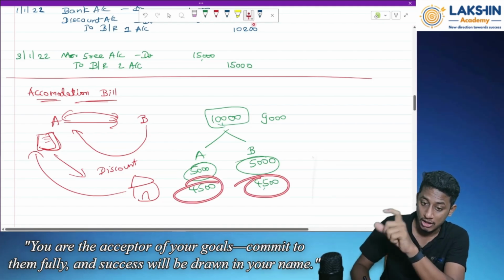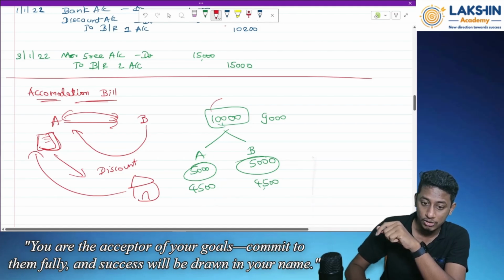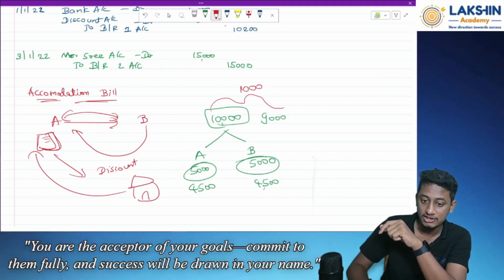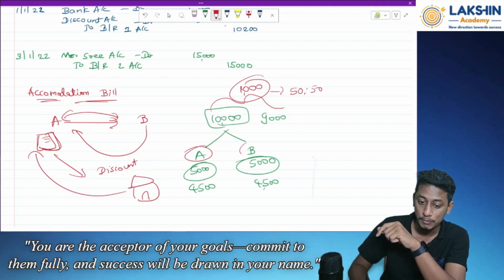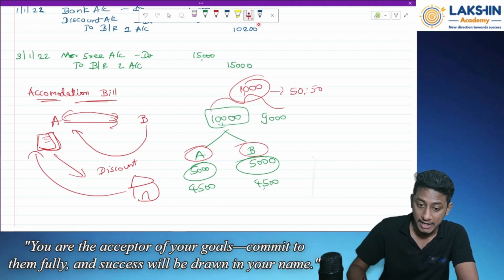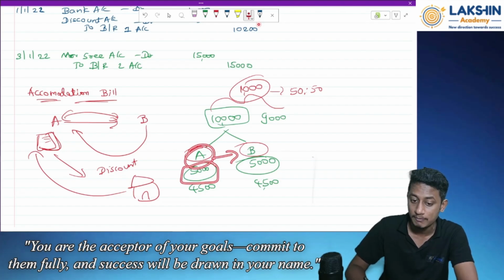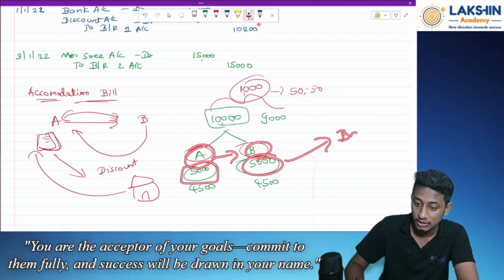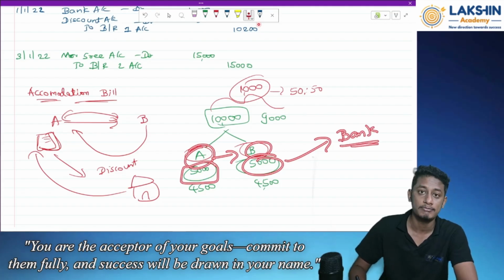Clear? So the discount amount of rupees, how much? How much is the discount over here? Rupees 1,000 is the discount. Right? So this discount will also be shared in the 50-50 ratio between these two people. Clear? At the end of the day, whenever the bill becomes payable, Mr. A remits his share of money, whatever he has received, to Mr. B. Mr. B, including his share of money, gives it to whom? To the bank. Pays it to the bank account.